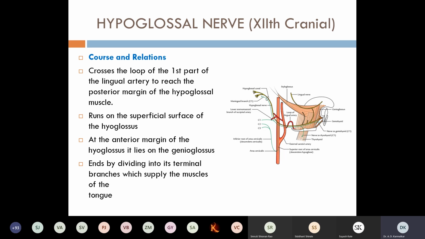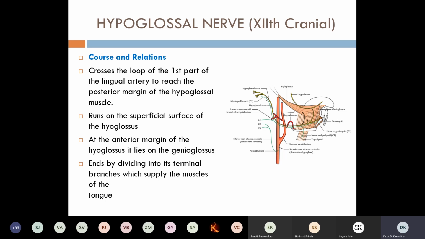And if you go further, the key muscle of the submandibular region, you can see here, is the hypoglossus muscle. So it will run superficial to the hypoglossus muscle. It runs vertically downwards. It crosses the internal carotid, external carotid, the loop of the lingual artery, and it is going to rest on the hypoglossus muscle.